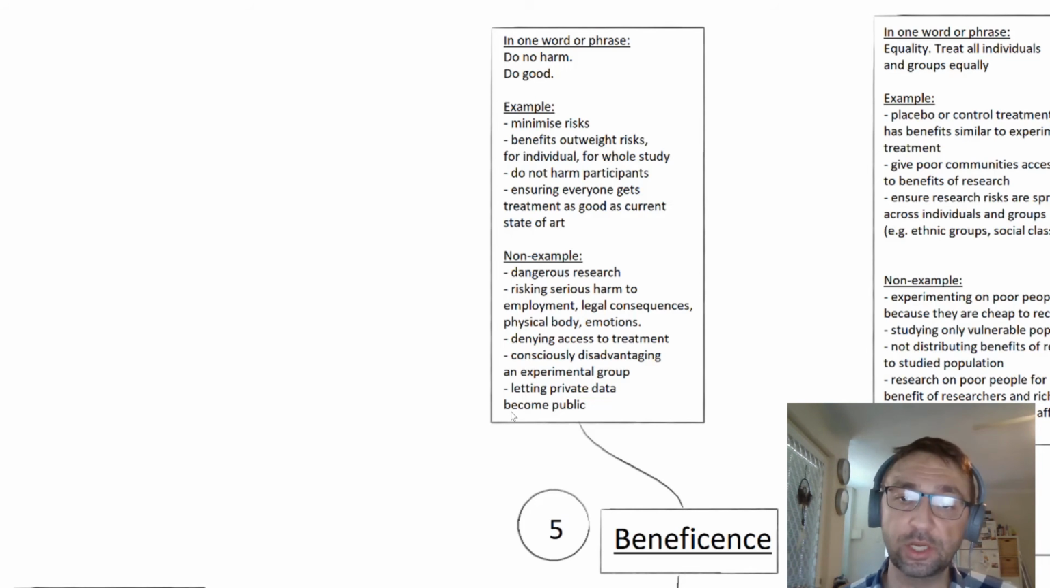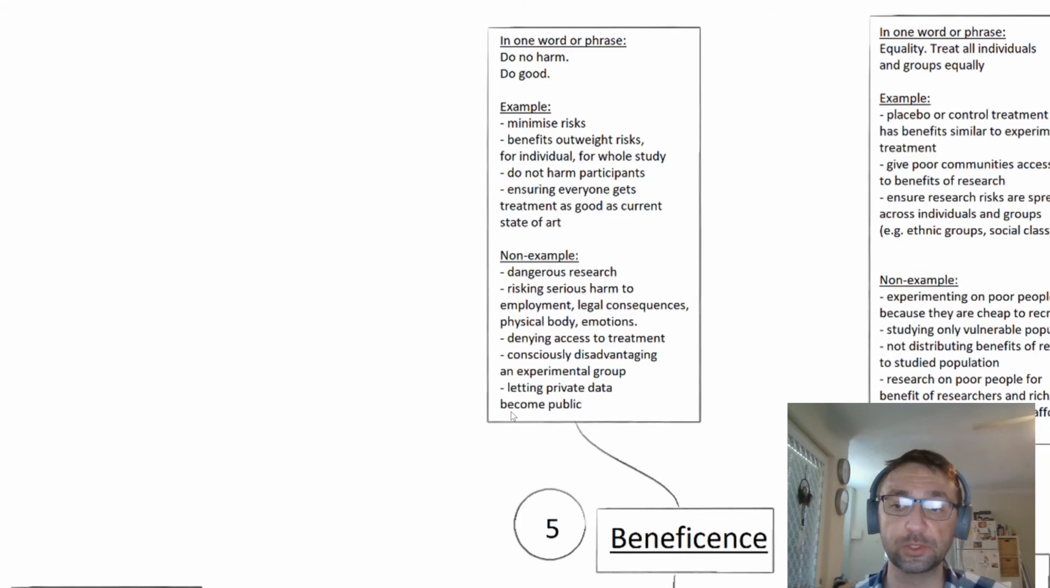Some non-examples or ways of doing research that do not show beneficence are things like doing dangerous research, research that risks serious harm to employment, to having legal consequences, to the physical integrity of our participants, or to damage the emotions of our participants. If we denied them access to treatment, or we consciously disadvantaged one group, as I discussed before, or if we let the data, for example, private data become public. We'd promised them confidentiality or privacy, and we couldn't keep that. Okay. That's the third value.